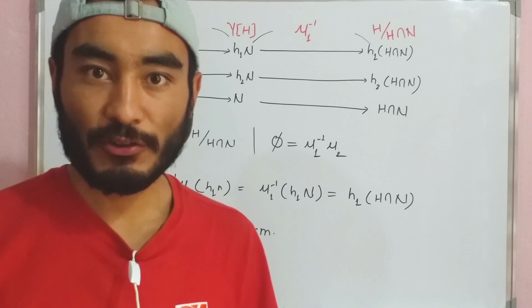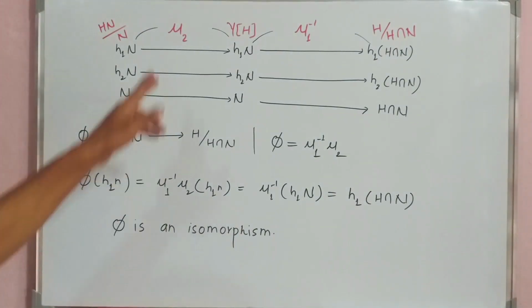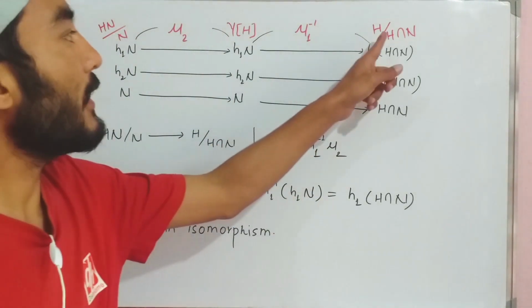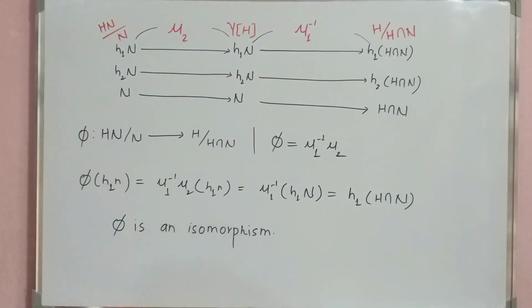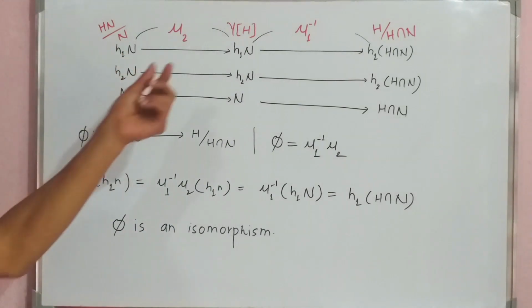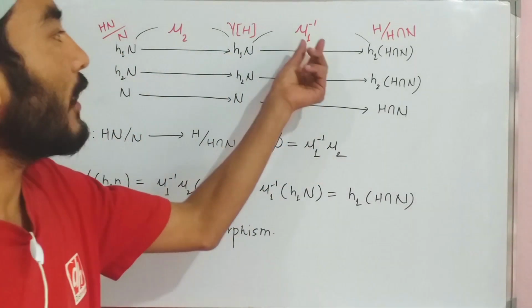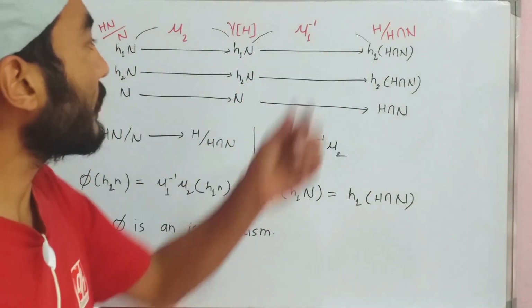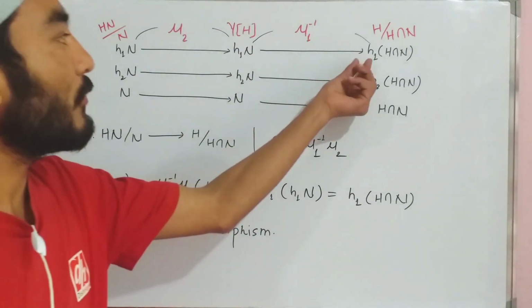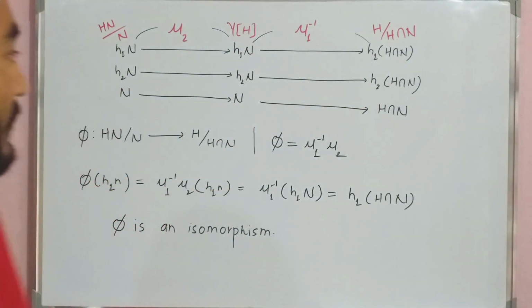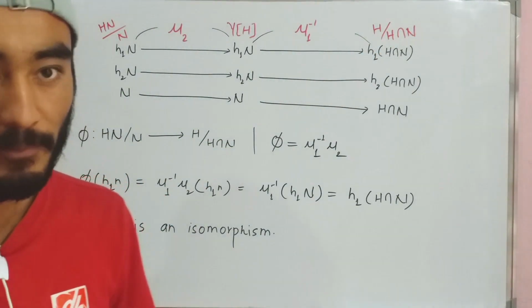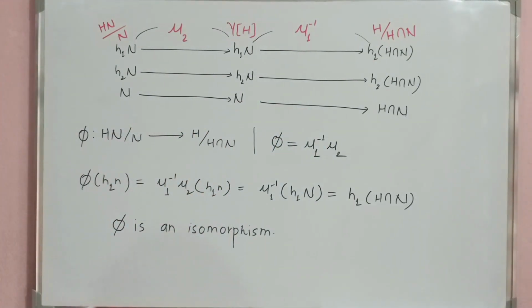At last, let us present this situation in a diagram. The function mu2 is a function from HN by N to gamma H, and mu1 is a function from H by H intersection N to gamma H. Mu2 maps h1N to h1N, and mu1 maps h1 (H intersection N) to h1N. So mu1 inverse maps h1N to h1 (H intersection N). We can see the isomorphism here between the groups HN by N and H by H intersection N. Both of these groups are isomorphic to gamma H, therefore they are isomorphic to each other.